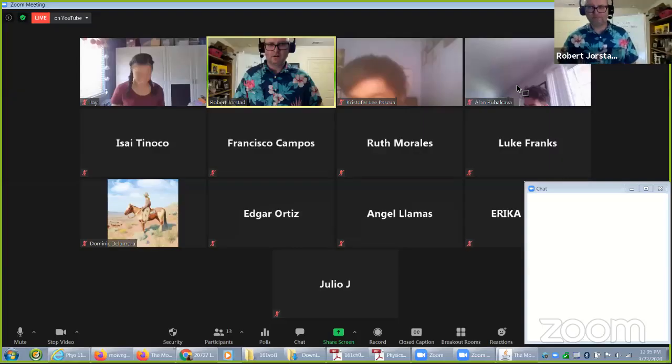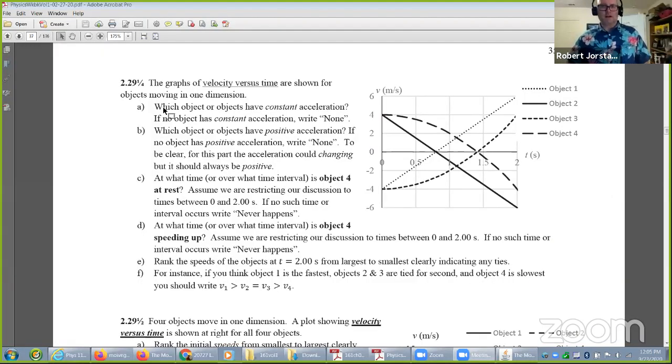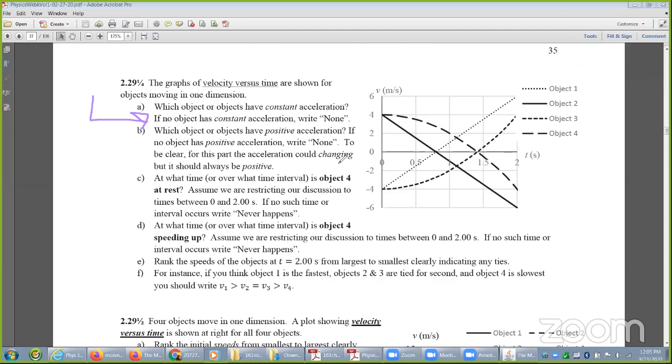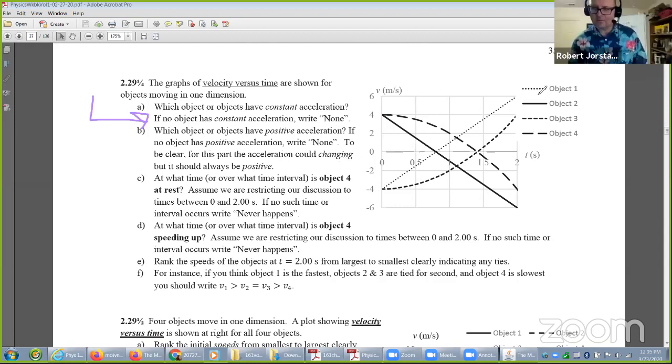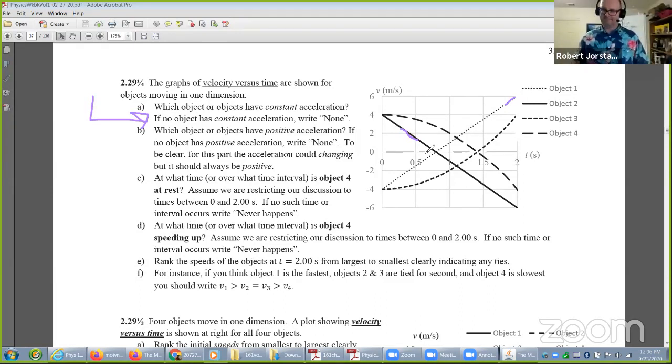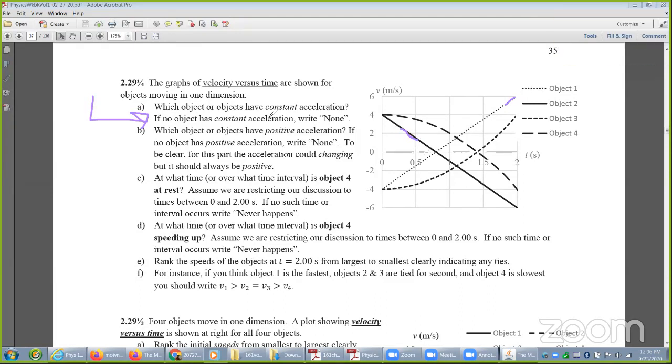All right. So that said, let's take a look at this question right here. Do you guys see any objects that have constant acceleration in this case? Objects 1 and 2. Let me see. 1, that would be this dotted line here. And 2, that would be this one. And what makes you say that? Because the slope would become the acceleration, right? Outstanding. So if the slope of these is a constant slope, that means the acceleration should be constant as well.